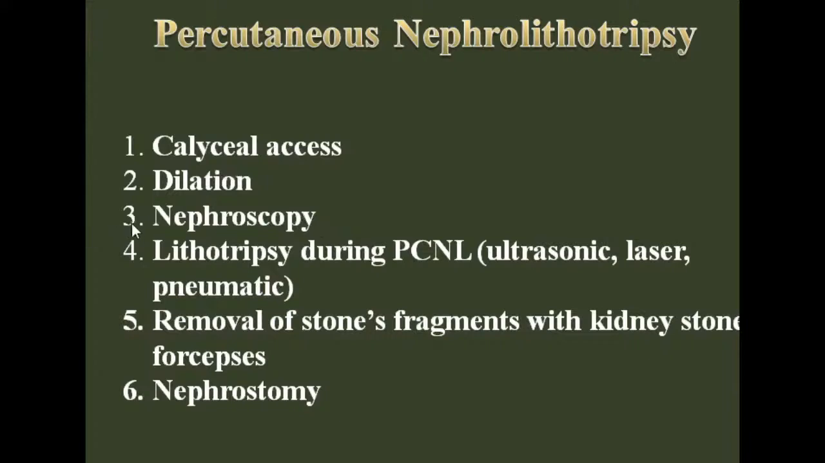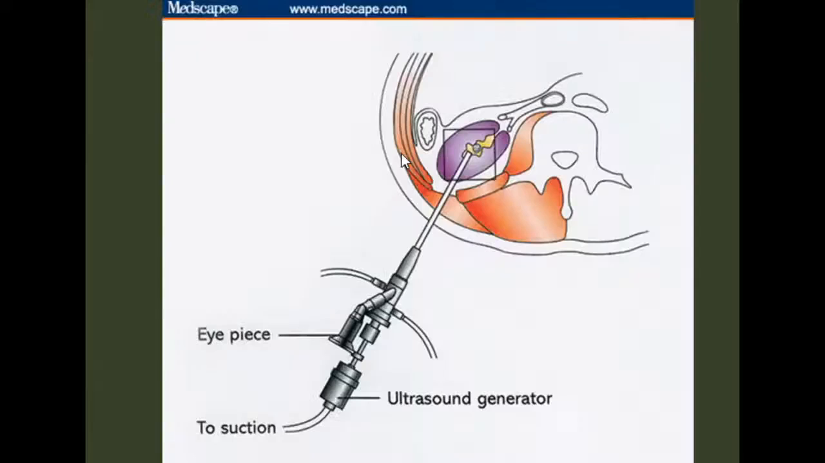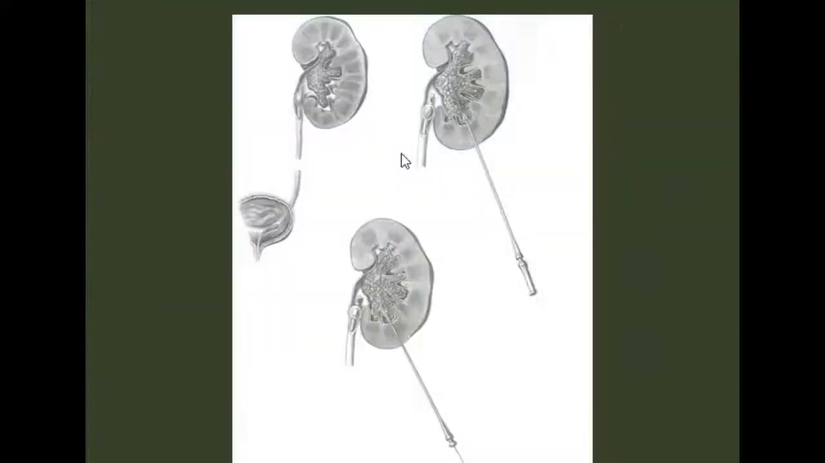Caliceal access, dilation, nephroscopy, lithotripsy, removal of stone fragments from the kidney with forceps, and nephrostomy. And now I will demonstrate it to you. Look, please. Before, this picture of a nephroscope, which is applied to the stone, and by special probe performs crushing. Another variant: ultrasonic generation, and this probe is applied to the stone and performs crushing. And a gradual picture, look at this. A second stone, for example, or multiple stones.